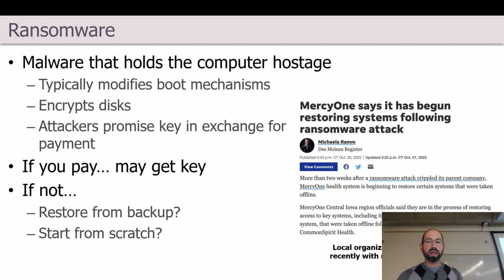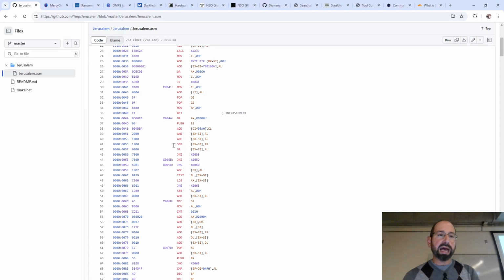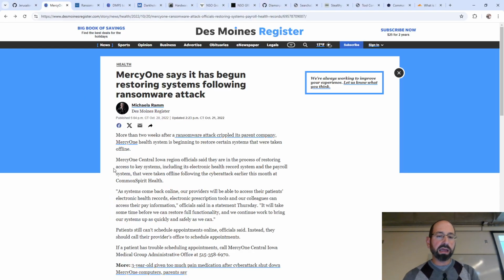This has been more and more in the news lately, just at least locally. It just seems to be happening almost on a monthly basis. The link here is for Mercy, so the main medical system that a lot of you may make use of. It had a ransomware attack that basically shut down all of their electronic medical records and billing that they were doing. In this example, as far as I can tell, they just did a full rebuild from scratch.